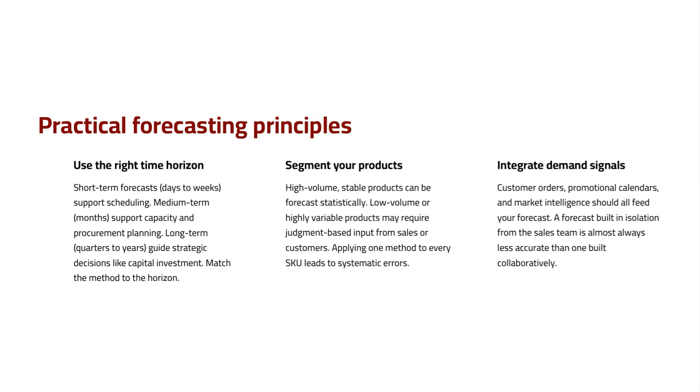Next, segment your products. High volume, stable products can often be forecasted statistically, but low volume or highly variable items usually need judgment-based input from sales or customers. Relying on one forecasting method for every SKU can lead to systematic errors.